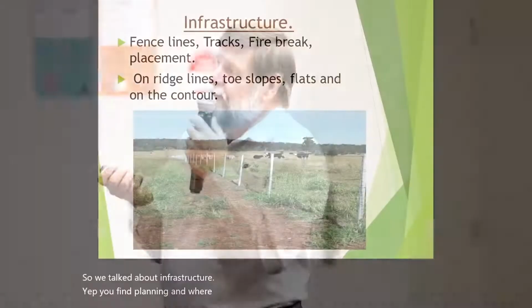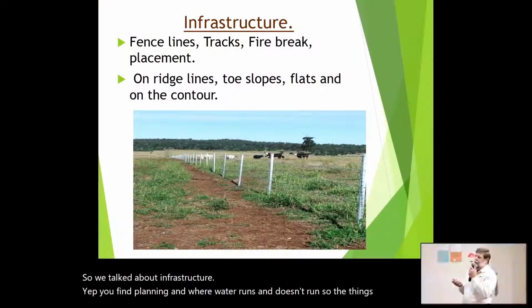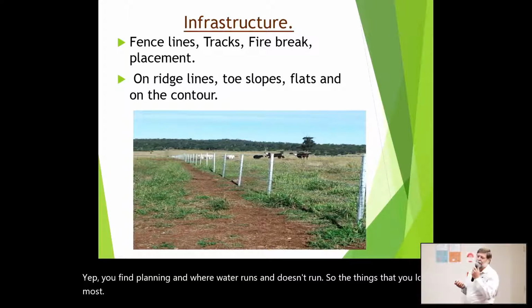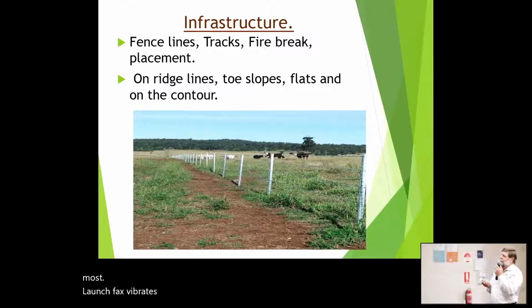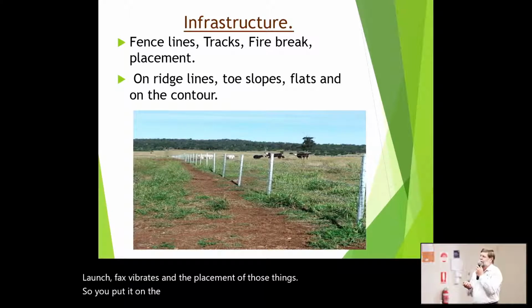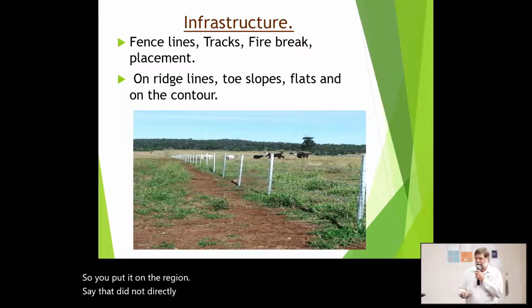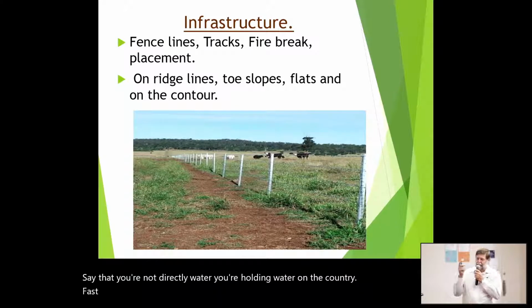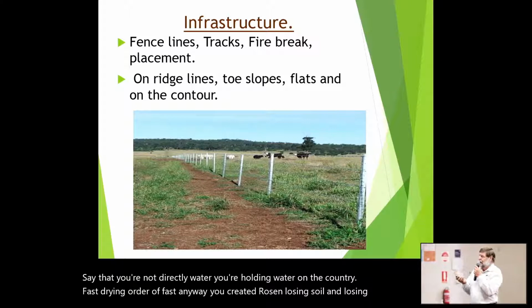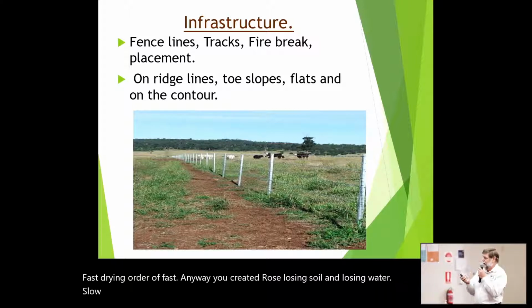So we talked about infrastructure and how that affects your farm planning and where water runs and doesn't run. The things that you can manage most are your fence lines, tracks, fire breaks, and the placement of those things. So you put them on the ridges, the toe slopes, the flats, and on the contour, so that you're not directing water. You're holding water on the country. You're not putting it somewhere fast. If you drain water off fast anywhere, you create erosion, you're losing soil and losing water. So the idea is to slow and spread water with every bit of infrastructure you design.